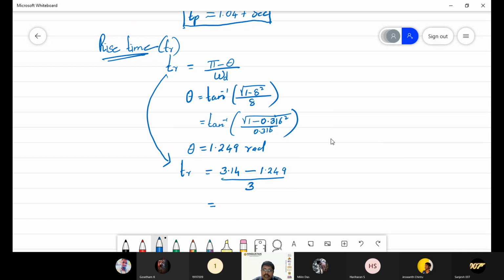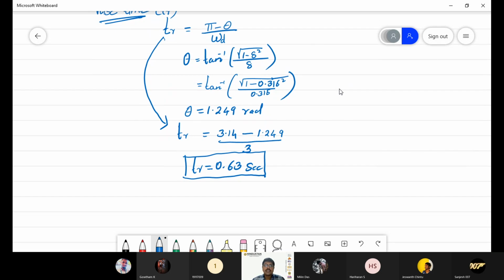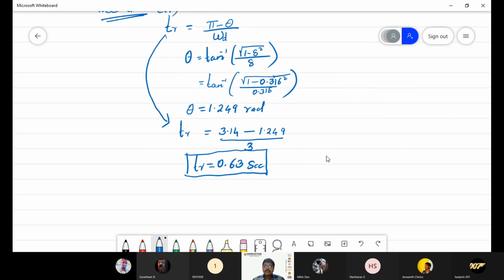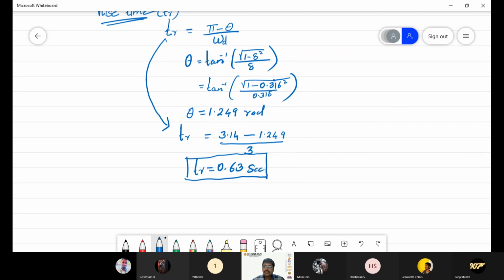So I got the rise time, that is equal to 0.63 seconds. Please check whether you are getting the answer. That is, rise time is equal to 0.63 seconds. Now listen, among the time domain specifications, we found out the peak time. Similarly, we found out the rise time. Please do it with your calculators. It will be much easier.